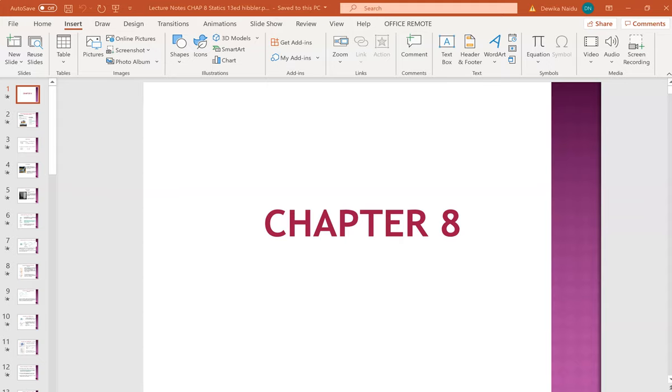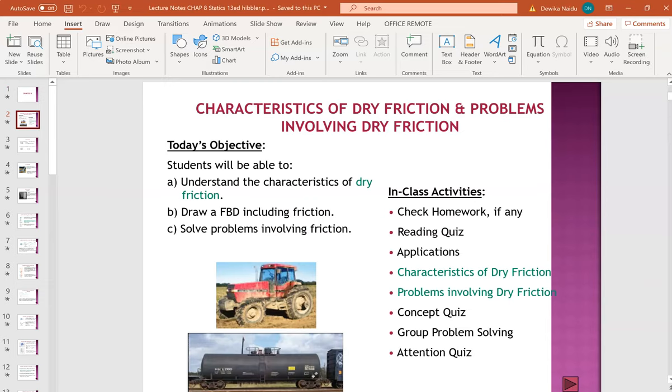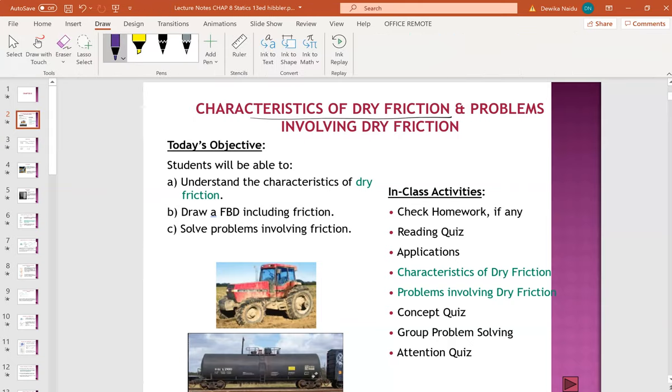Hi, we're going to go into chapter 8, which is on friction. From the textbook, I'm referring to page 401. We'll be only studying the characteristics of dry friction and problems involving dry friction.